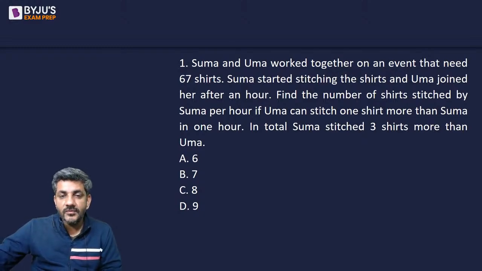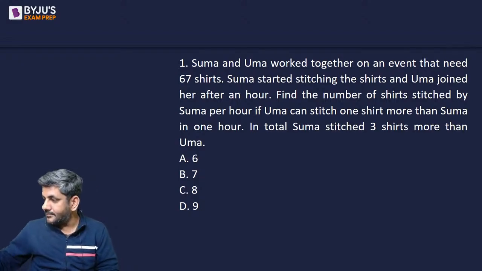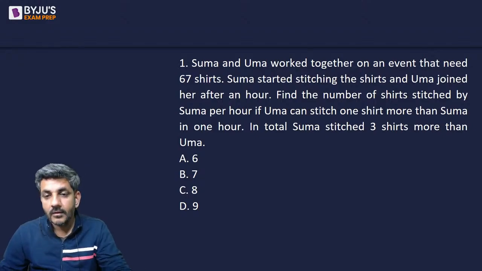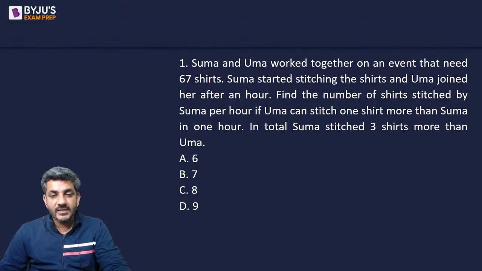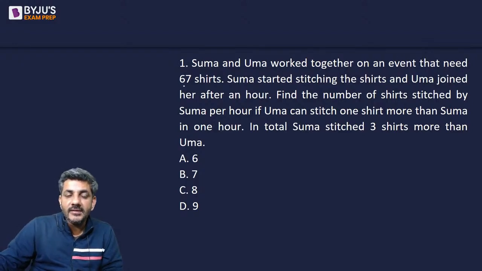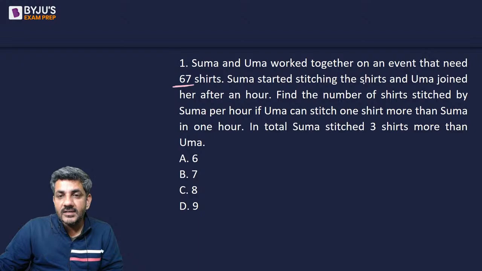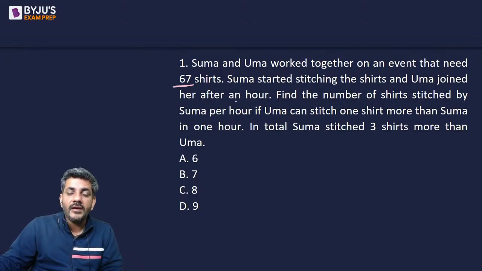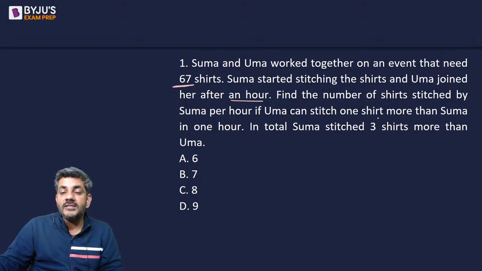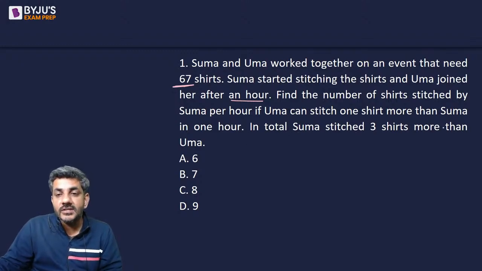Would like to see some answers before I start discussing it. No answers, so let's start discussing it then. Here is the first one. Suma and Uma worked together on an event that needed 67 shirts. Suma started stitching the shirts and Uma joined her after an hour. Find the number of shirts stitched by Suma per hour if Uma can stitch one shirt more than Suma in every hour, and in total Suma stitched three shirts more than Uma.